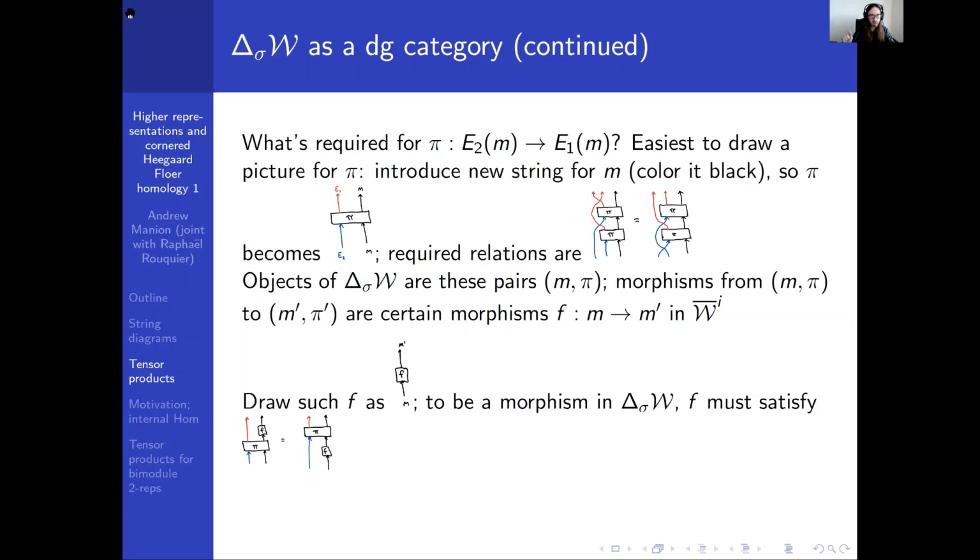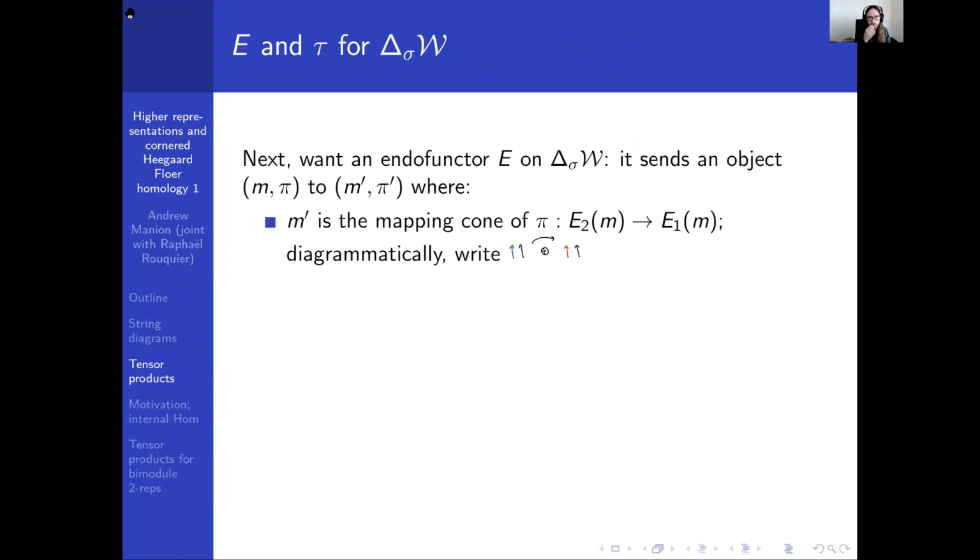So objects are m pi, morphisms are these F satisfying this condition, and composition and identities just come from where the morphisms live, which is this W bar I, the closure of W. So this is, one can check, a DG category. Okay. And the next thing we want is an endofunctor E of this DG category. I need to say first how it acts on objects, and this is maybe the most interesting part of the construction. So on objects, I need to say what is E of m pi.